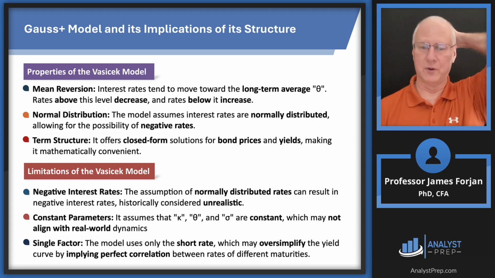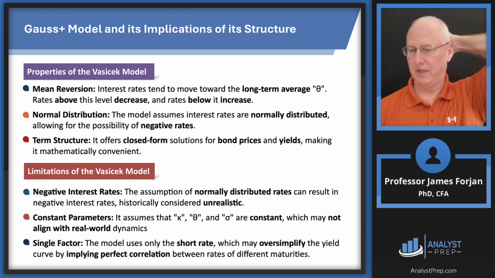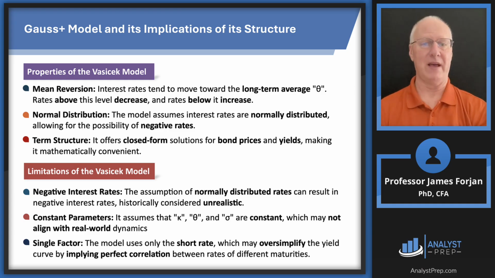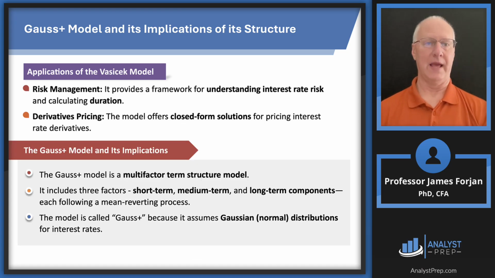If you go back to those parameters, the mean reversion, the average, and the standard deviation, those are assumed to be constant in that Vasicek model. And of course, what do we know? We know the difference between a static model and a dynamic model. And so those parameters probably don't align with the changing dynamics of the macroeconomic scenario. And of course, in the Vasicek model, we're just doing this short interest rate. So we're only looking at one rate, which might oversimplify that yield curve.